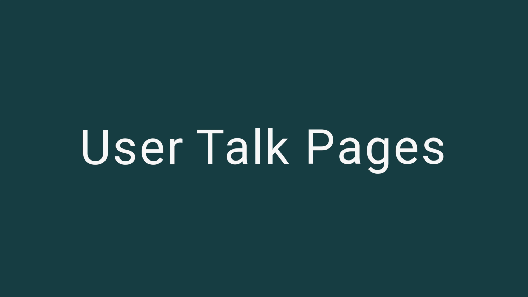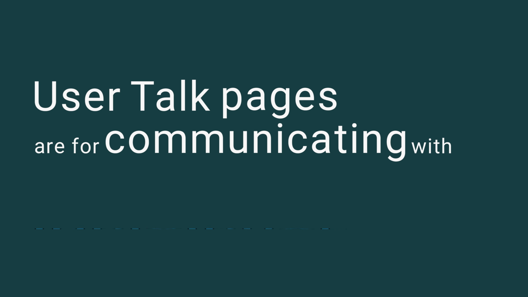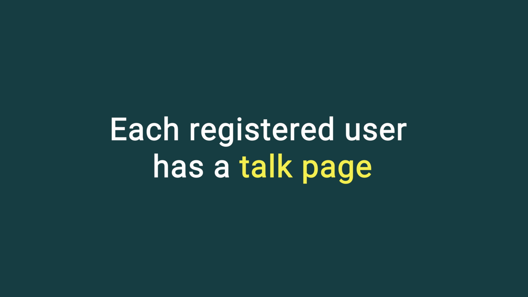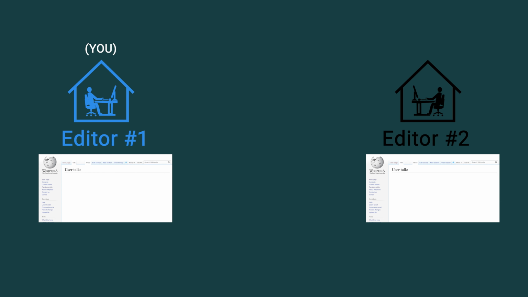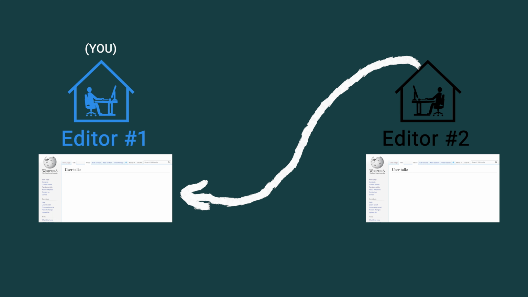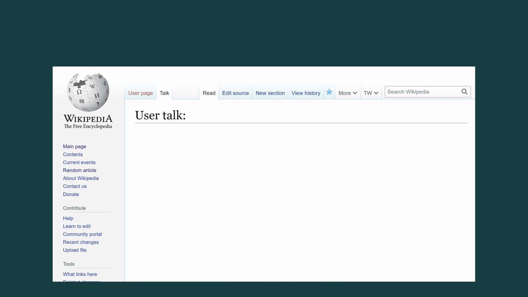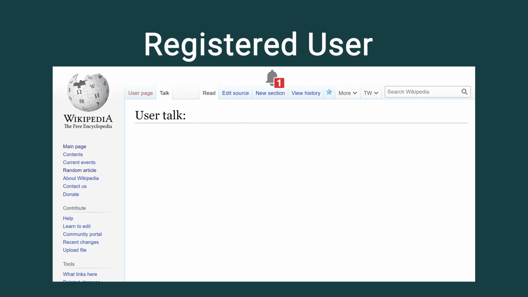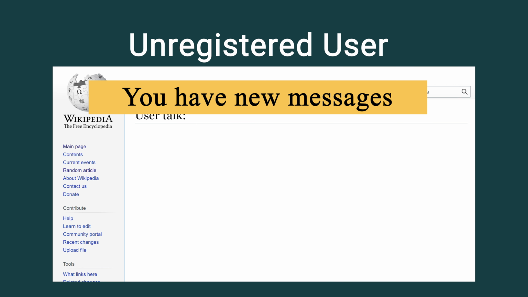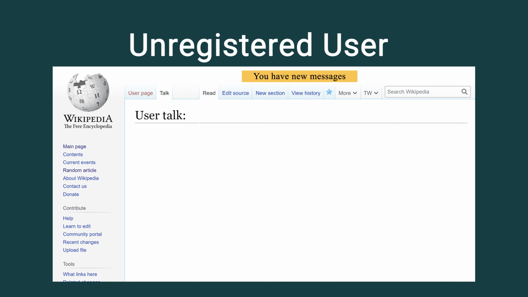User talk pages. User talk pages are for communicating with individual editors. Each registered user has a talk page, and unregistered IP users also have a talk page that is connected to the IP address. If another editor needs to leave you a message about an edit or an editing issue, they will use your user talk page. If another editor helps you on a page, you can leave them a message on their talk page. As a registered user, if someone leaves you a message, you will get a notice in the notification area. As an unregistered user, you'll get an orange information notice at the top of the page.